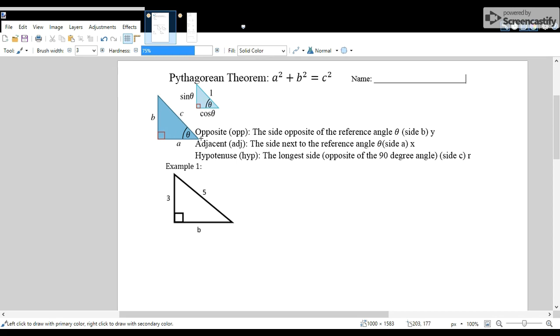And then the longest side, C, that's our hypotenuse. It's the side that's opposite to the 90-degree angle. And it's a lot of times called R.